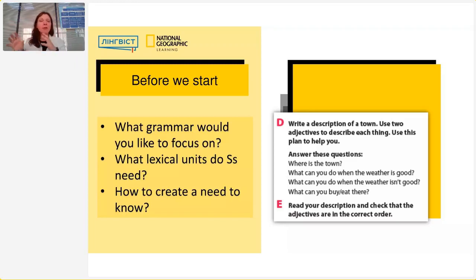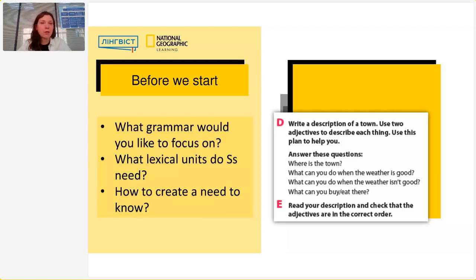So you see, we have lots of things, and if it was a lesson, I would write some ideas for students to choose among the projects. Okay, what grammar would you like to focus on? What lexical units do students need? And how to create a need to know.